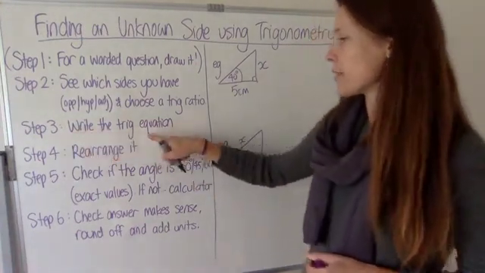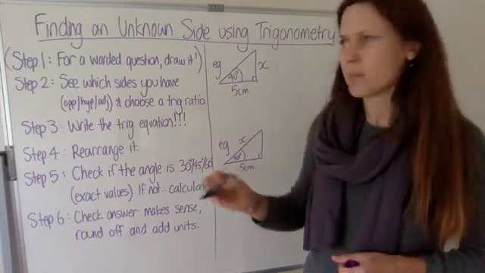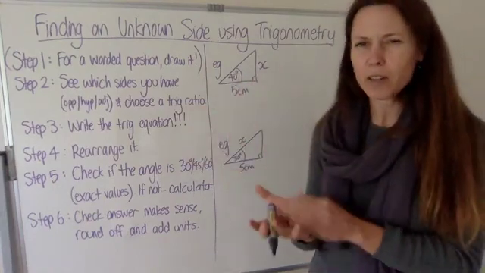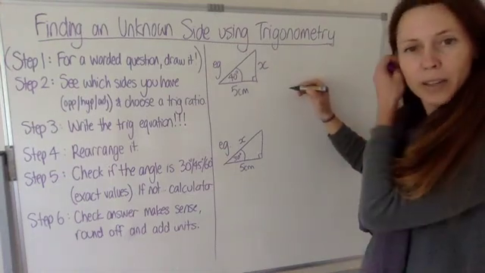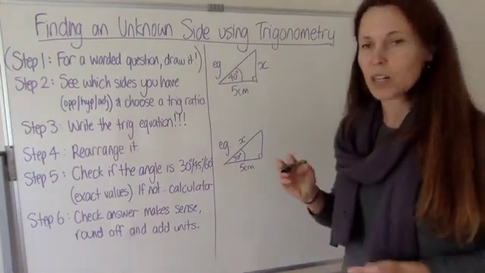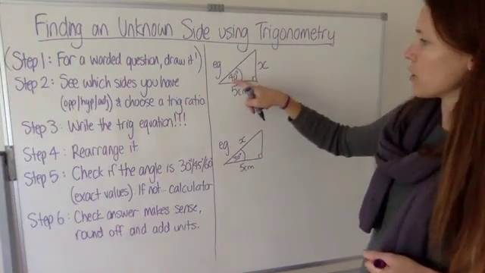Step 3, write the trig equation. Now this is super important. A lot of people don't write this down. At this point they go straight to their calculator and you think, what are you going to put in there? You need to show exactly what it is that you're going to put in the calculator before you have any business reaching for it. So starting on this one over here, we have 40 degrees.